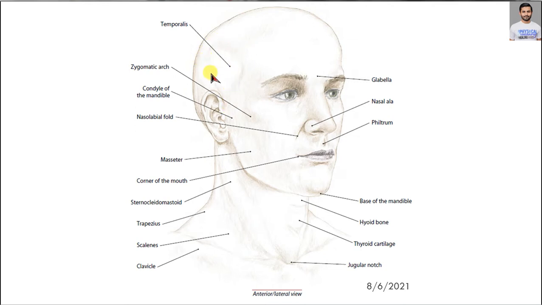This is the region that is called the temporalis region or the temporal region, the muscle here being called the temporalis. Then you can see this region is for the masseter. This region is called the glabella. This is called the nasal ala, the philtrum. Similarly, the corner of the mouth. Then you can see the mandible, the base of the mandibular angle, and the upper trapezius, sternocleidomastoid. In front, the hyoid bone and thyroid cartilage, and similarly the jugular notch, which we discussed in the previous lecture as well.